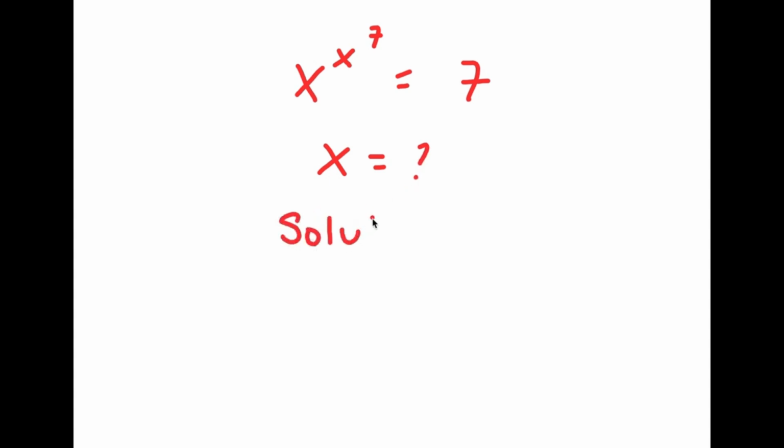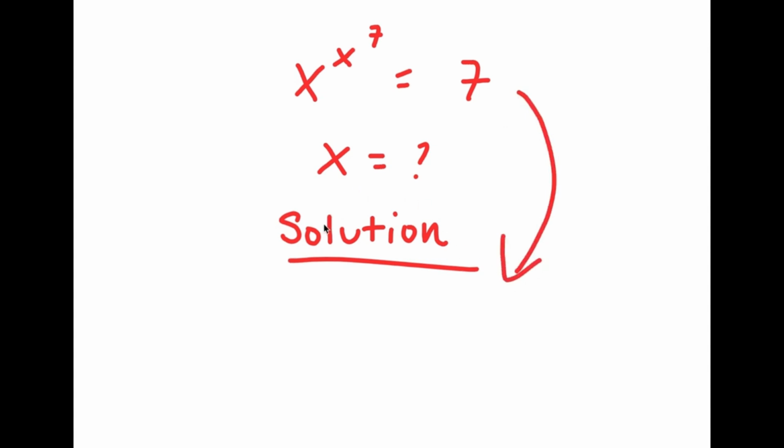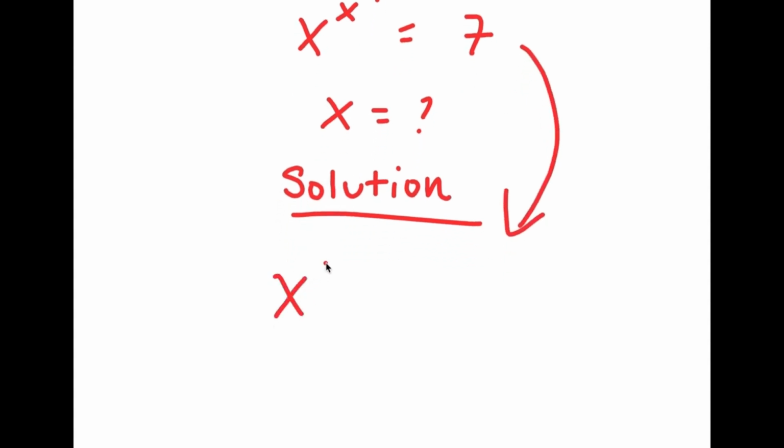Alright, so in this problem I have x to the power of x to the power of 7 is equal to 7. So obviously for this problem I want to find the value of x. So for my solution, I'm going to first start by rewriting my problem over here. So I have x to the power of x to the power of 7 is equal to 7.